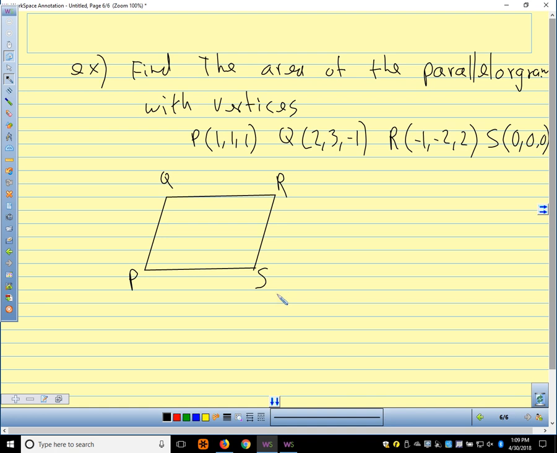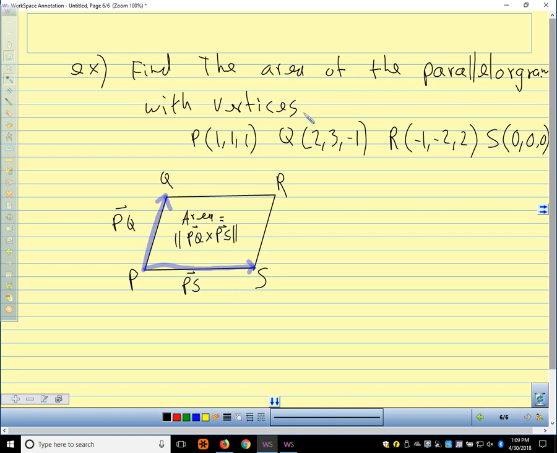All right, so how are we going to find the area of this parallelogram? Well, we need some vectors, don't we? Can't we turn that into a vector, vector PQ, by doing terminal minus initial? And we can do this with vector PS, terminal minus initial. Then we can do the cross product, and that gives us the area. Right, our area is the magnitude of PQ cross PS.